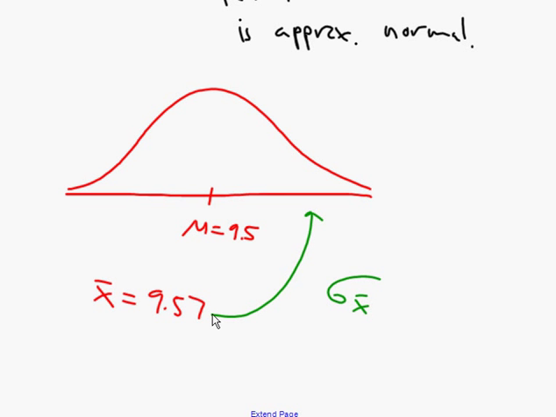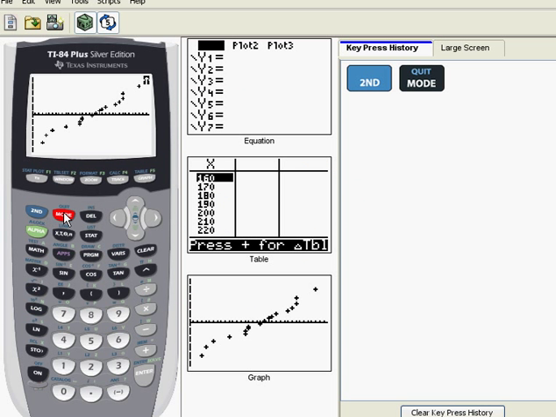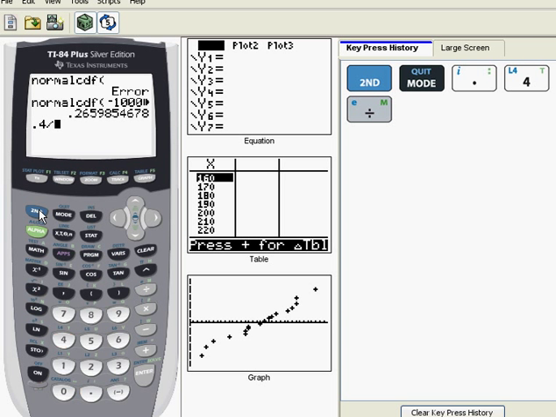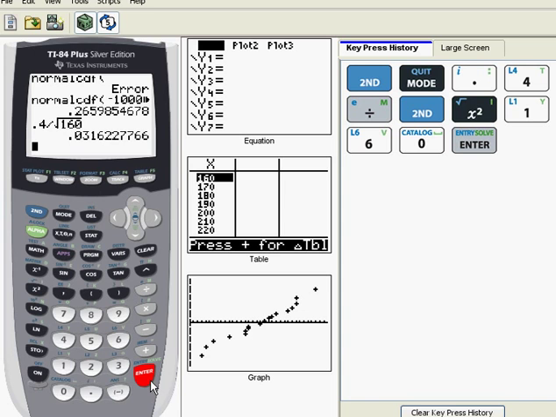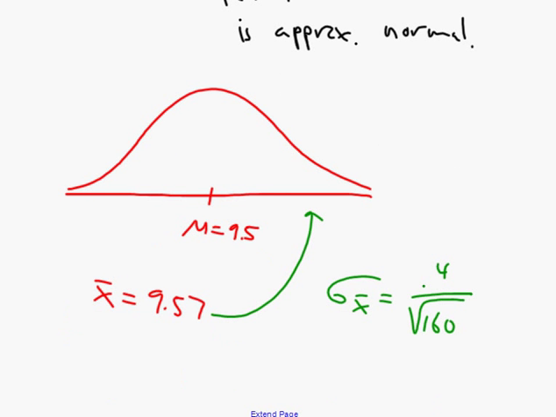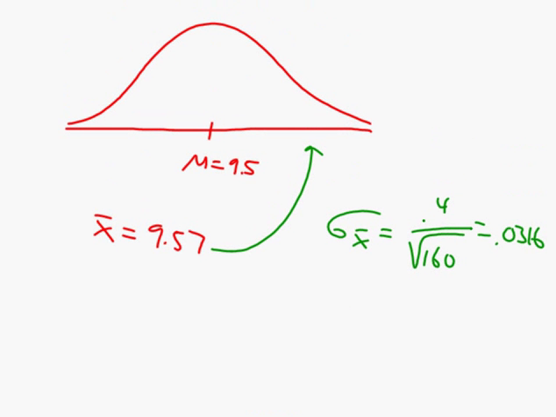So sigma of x bar is going to be 0.4 over the square root of 160. So let's go get that number. 0.4 divided by square root 160 gives me about 0.0316. So there we go. We've got 0.0316. Now, while we're at it, we know we're going to need to get our z-test statistic. So we might as well just calculate that right now and be very precise.